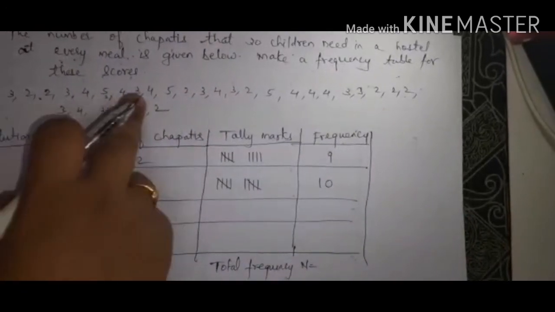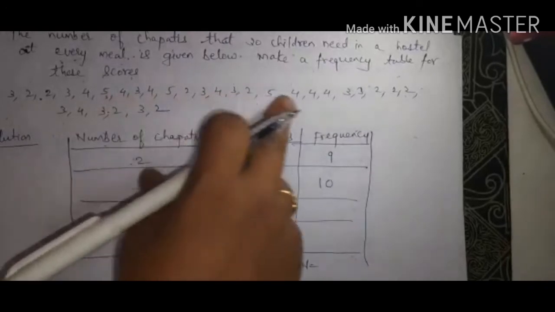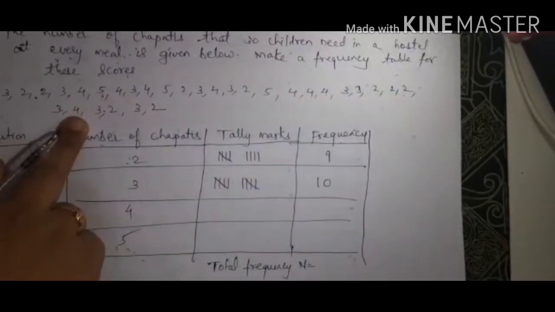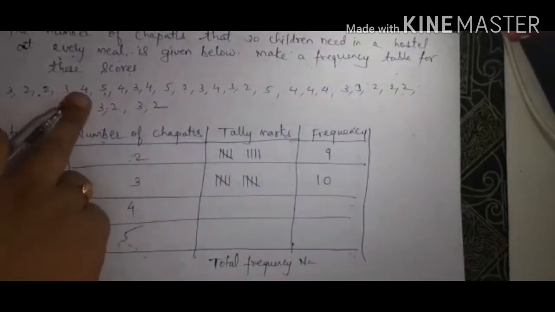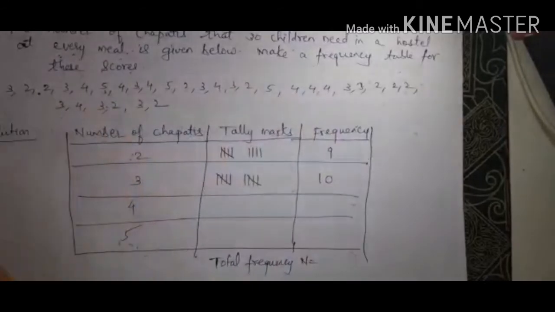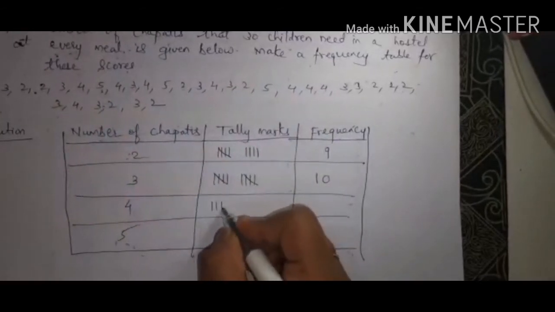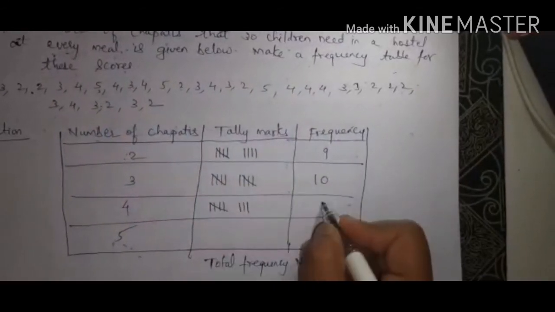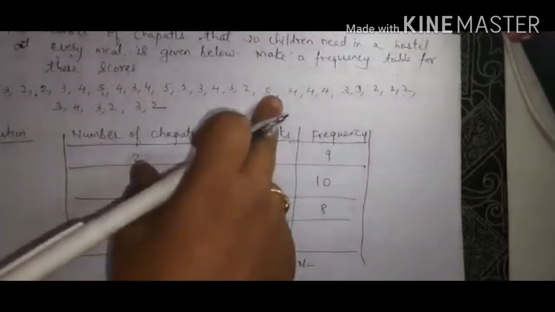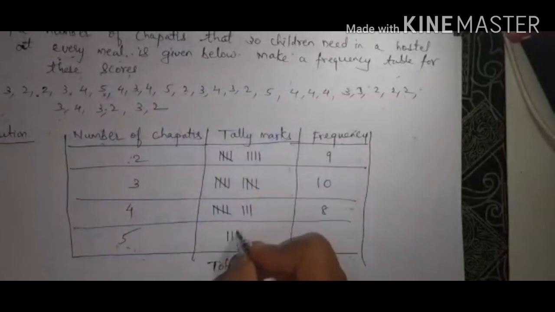1, 2, 3, 4, 5, 6, 7 and 8 times. So this is 8 times. 5 is repeating how many times? 1, 2, 3. It is 3 times only.